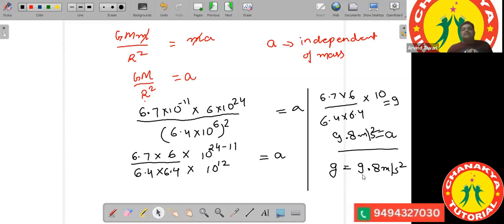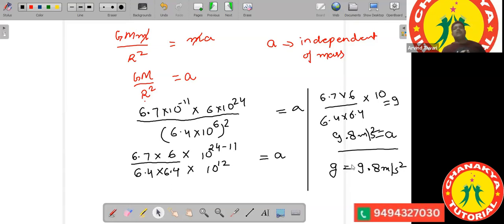Now the value of this acceleration due to gravity is not the same everywhere on the surface of Earth. Even on the surface of the Earth, it would be changing at different places. On the equator, the value of the acceleration due to gravity is the least, but on the poles, the value of acceleration due to gravity is maximum. So acceleration due to gravity is maximum on the poles and minimum on the equator.